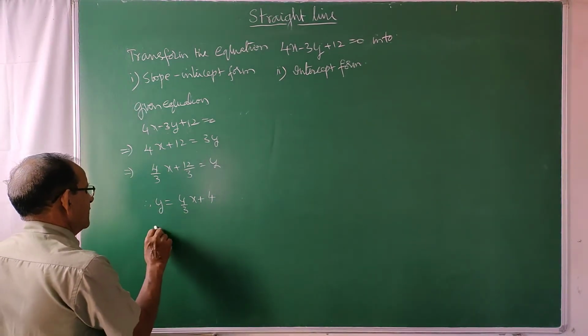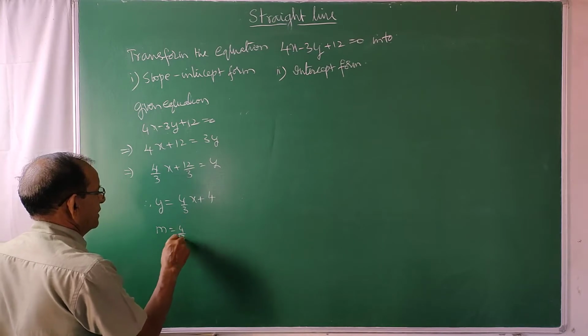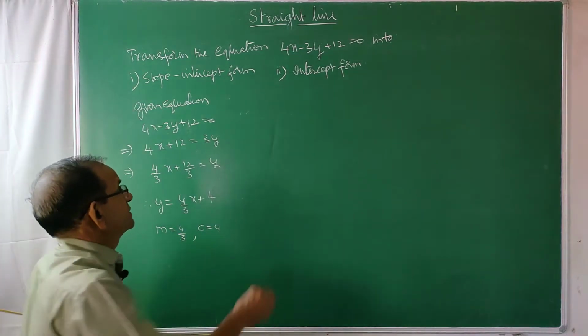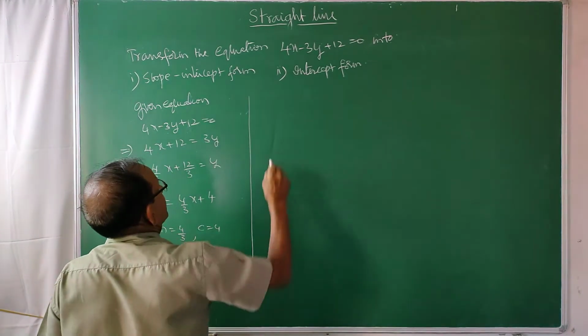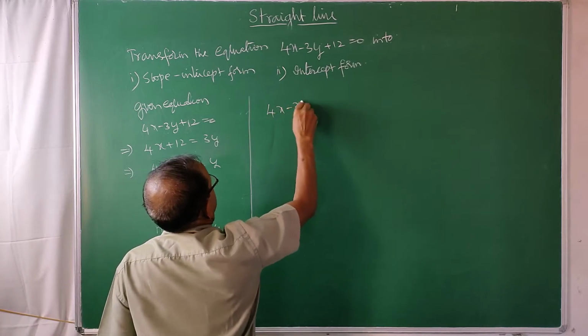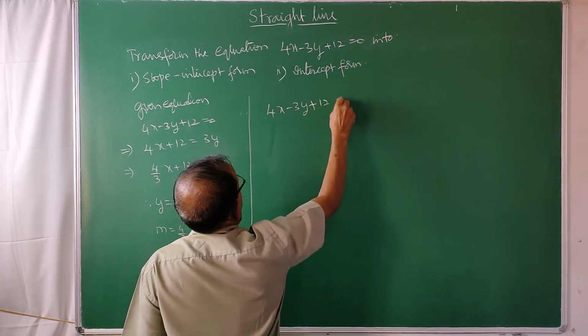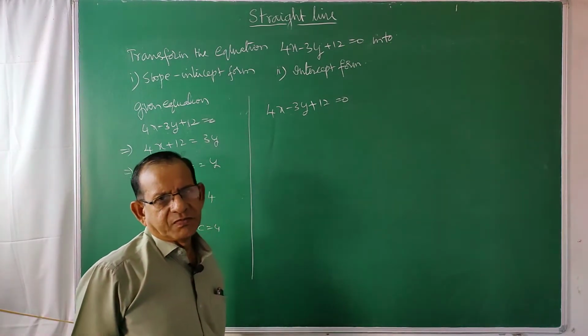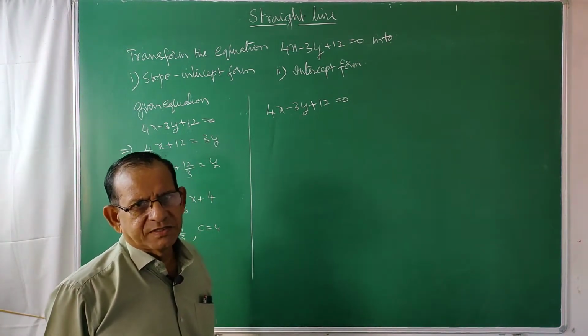So, m is equal to 4 by 3 and c is equal to 4. Now let us do this second one. We have to convert this equation into intercept form. 4x minus 3y plus 12 is equal to 0 is the given equation. What is the intercept form? It is x by a plus y by b is equal to 1.